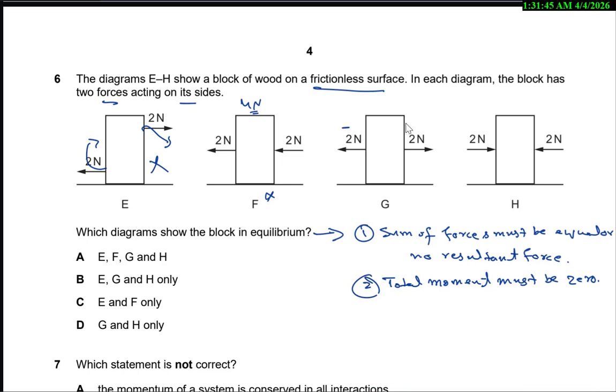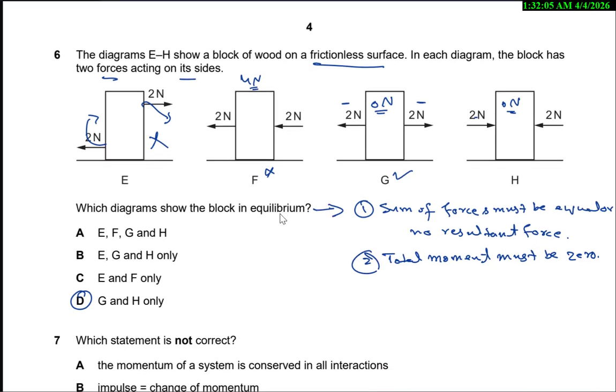Here we have 2 Newton to the left and 2 Newton to the right. It means here we have 0 Newton resultant force. This could be correct. And this also 2 Newton to the right, 2 Newton to the left. So we have 0 Newton. So G and H only. Option D is the correct answer.